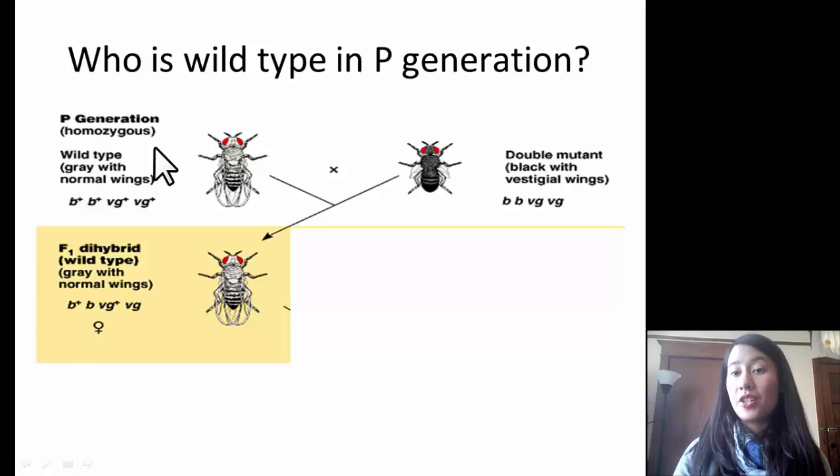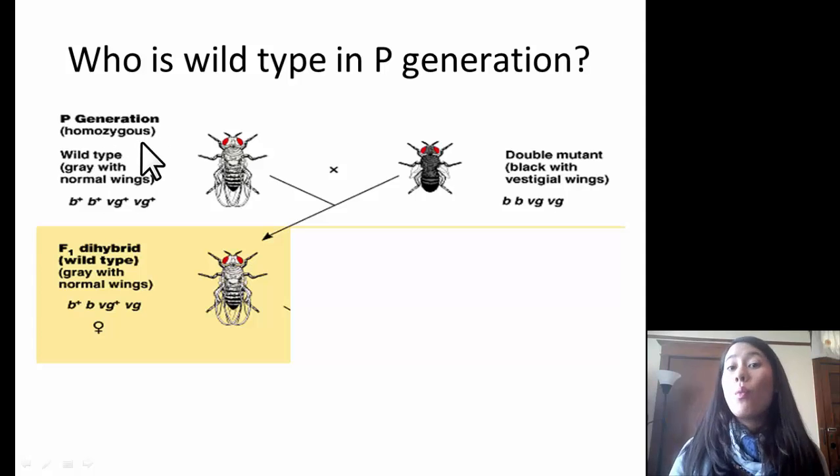All right, so if we're looking at this first cross that we're going to investigate in the P generation here at the top, who's wild type in the P generation? Well, I'm going to look for the plus signs.